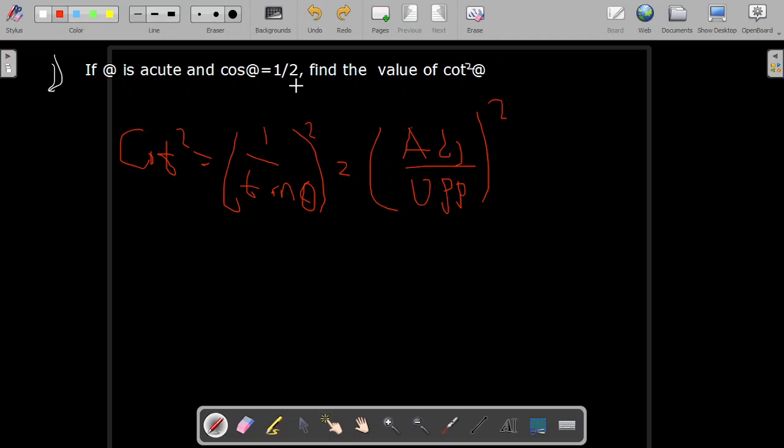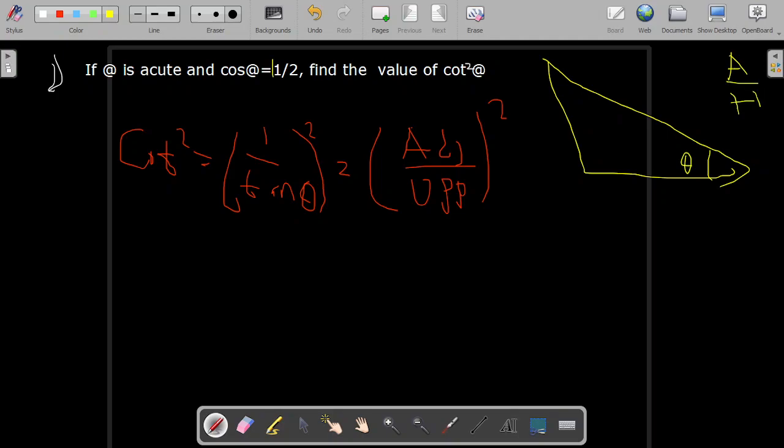So if cos theta is equal to adjacent over hypotenuse, let's represent that in a diagram, a triangle. So we have the angle theta here, and cos theta is adjacent over hypotenuse. So the adjacent is 1, which is here, and the hypotenuse is 2. Definitely this is the hypotenuse. So what we're searching for now is the value of the opposite. So let's use that as y.